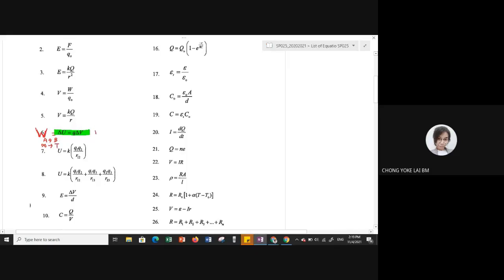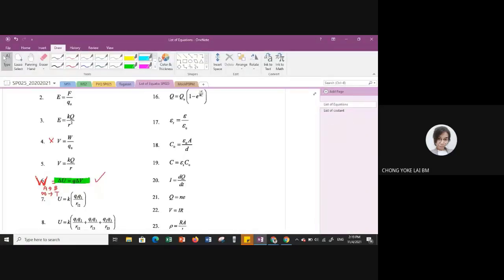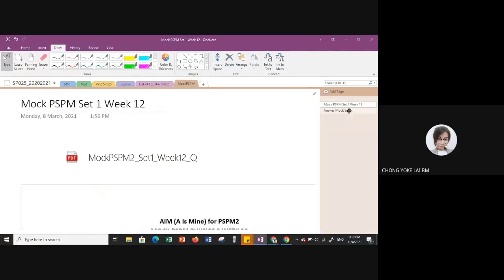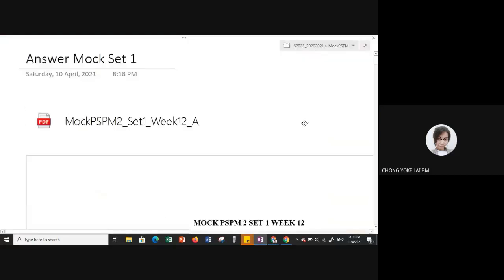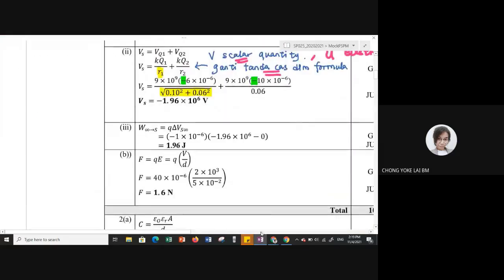Okay? So we will choose equation 6. Delta U is actually W. Work is equivalent to the change in electric potential energy, equal to Q delta V. Q delta V. Do not use this other one, this is the definition of electric potential. It is different. So we will use that formula.